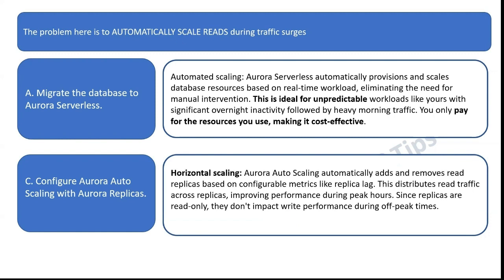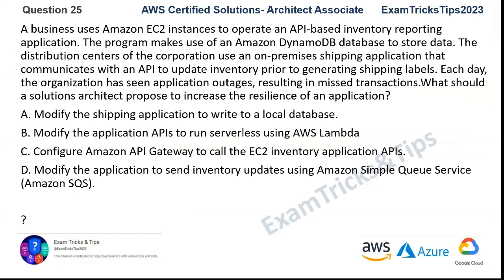Let's move to the next question. Question number 25. A business uses Amazon EC2 instances to operate an API-based inventory reporting application. The program makes use of an Amazon DynamoDB database to store data. The distribution center of the corporation uses an on-premises shipping application that communicates with an API to update inventory prior to generating shipping labels.